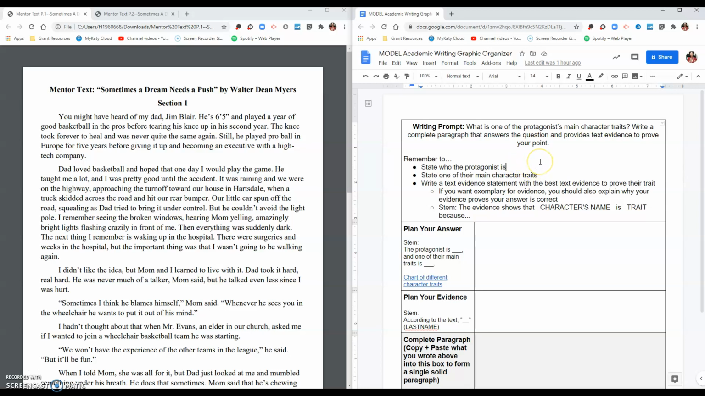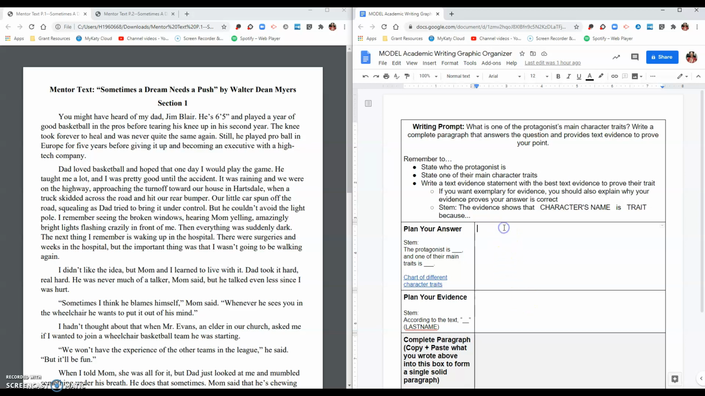Then I need to think about that protagonist, and I need to think, what are some of their main character traits? I'm going to use these boxes in here to brainstorm some ideas because I don't want to just pick one. I want to pick a few and then narrow it down to the very best character trait I can possibly pick. And then when I have figured out a few character traits, I'm going to find some evidence that supports those character traits. And I'm going to add those pieces of evidence into this box and then narrow it down by which piece of evidence is my strongest.